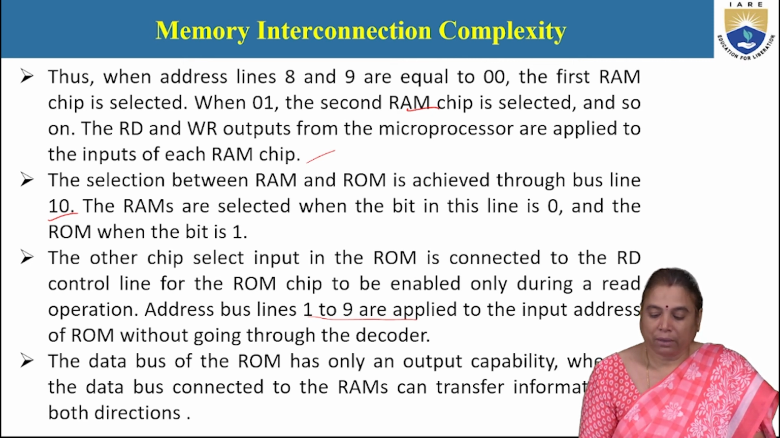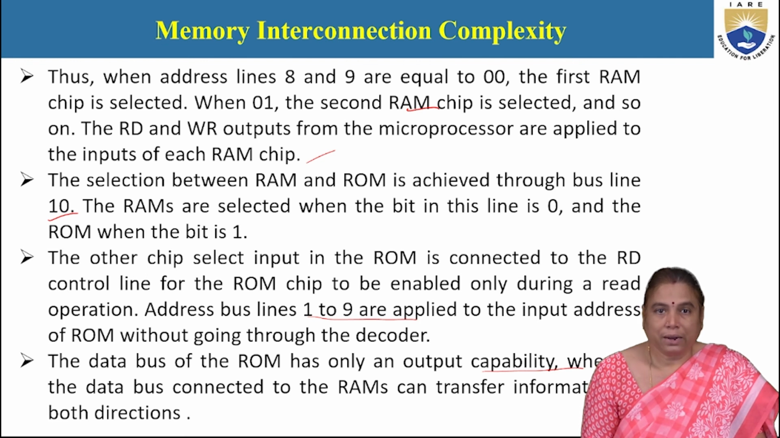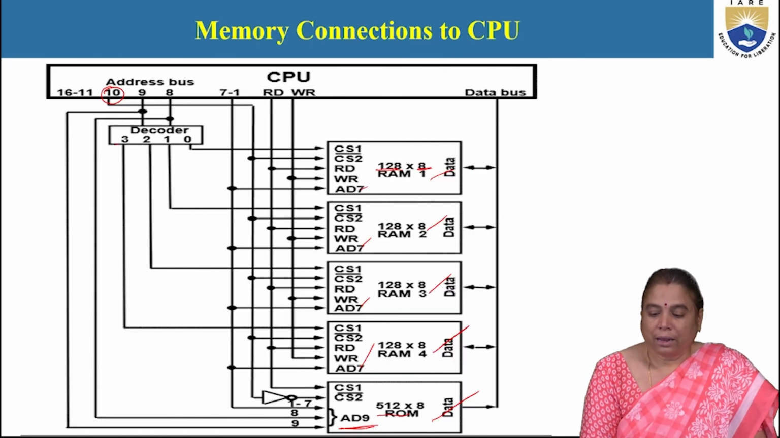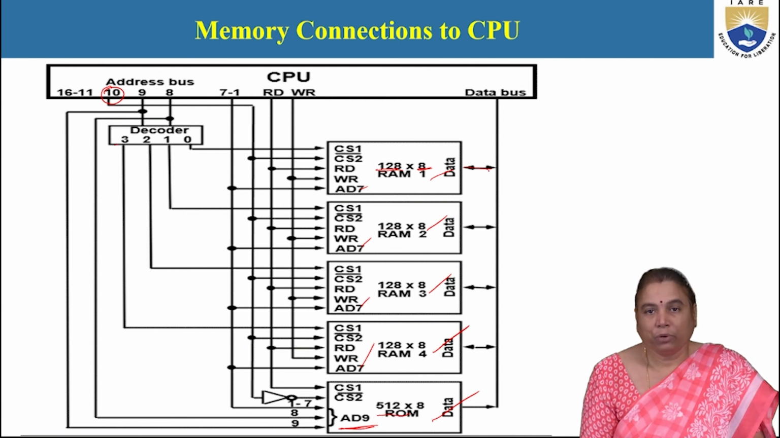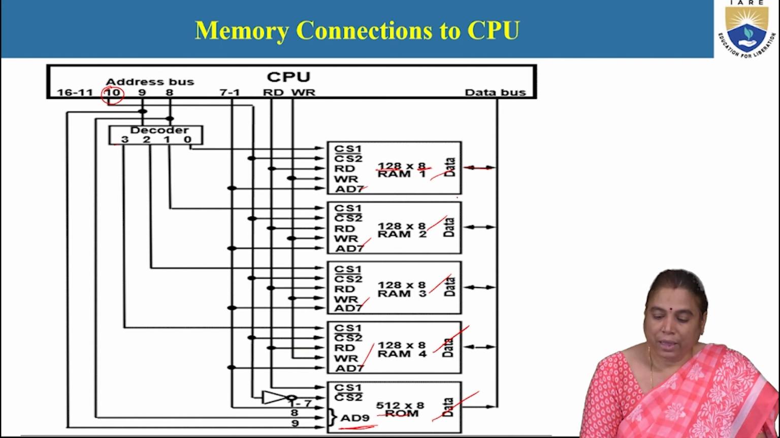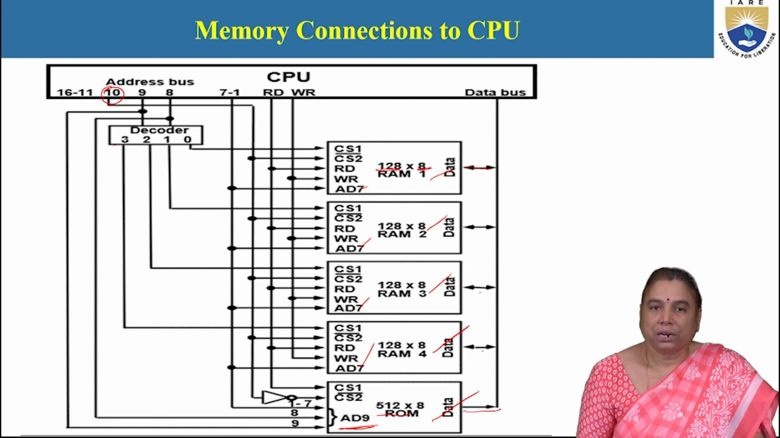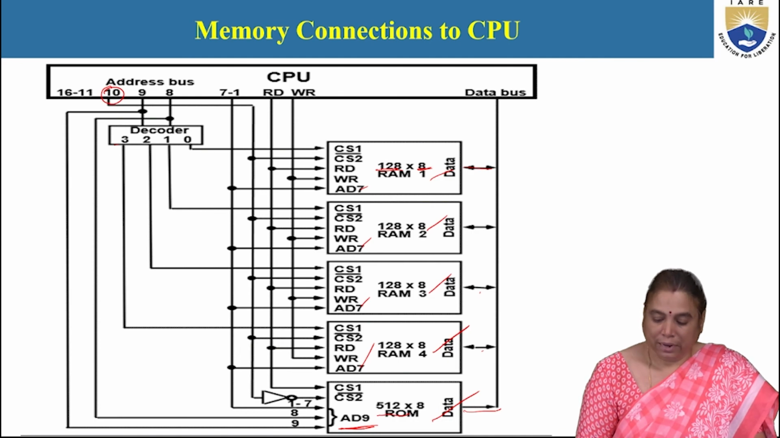The data bus of ROM has only output capability, whereas the data bus connected to the RAM can transfer information in both directions. RAM can be used to perform both read and write operations, so the connection of the data bus to the RAM chip is bidirectional. In case of ROM, only the read operation can be performed, so the data bus connection from the ROM is unidirectional. In this way, the interconnection of the memory chips with the CPU can be described.